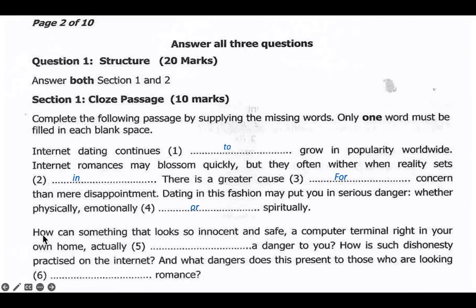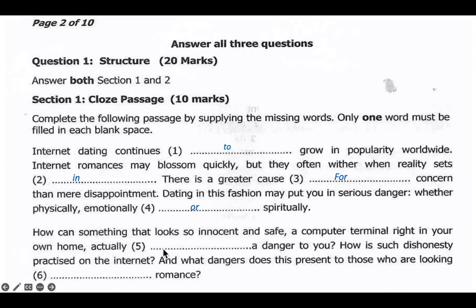So we have this part here. How can something that looks so innocent and safe, a computer terminal right in your own home, actually dash danger to you? Okay, we can say "be," or we can say "present," or we can say "pose." Be a danger to you, actually be a danger to you. So what is becoming a danger to you? A computer terminal right in your own home, actually dash a danger to you.